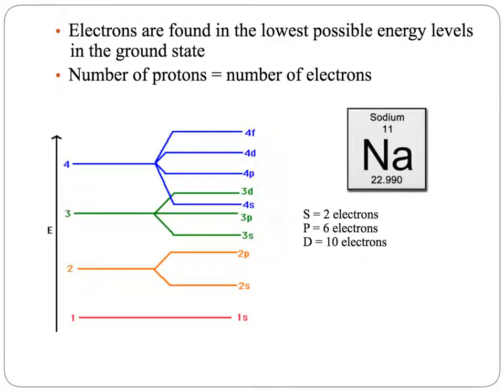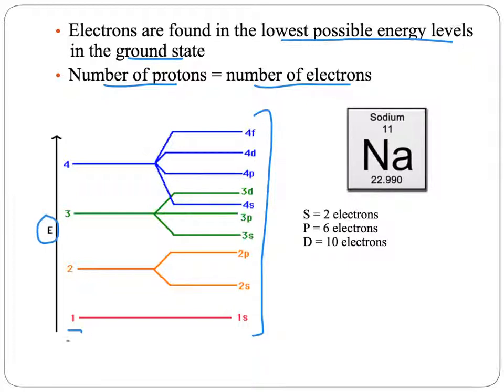Electrons are normally found in their lowest possible energy level. That's what we know as the ground state of the electrons. And you remember from earlier videos that the number of protons equals the number of electrons. If you look at this chart, this is listing the orbitals by order of energy level, starting down here. E is going up if you see the arrow, starting down here with energy level 1, energy level 2.